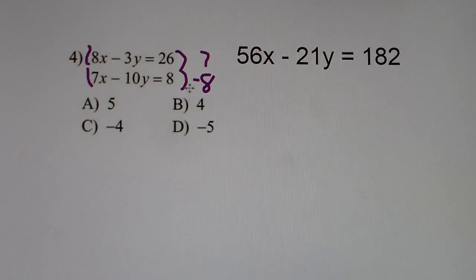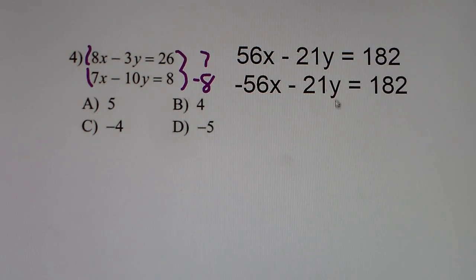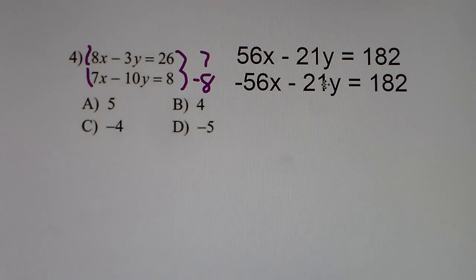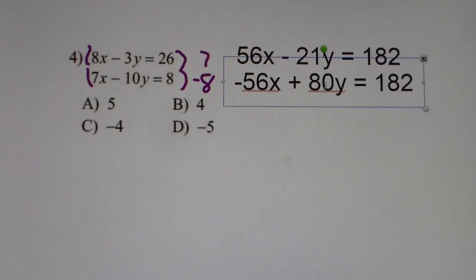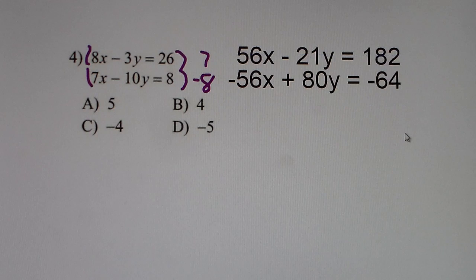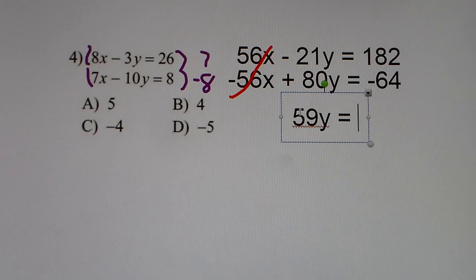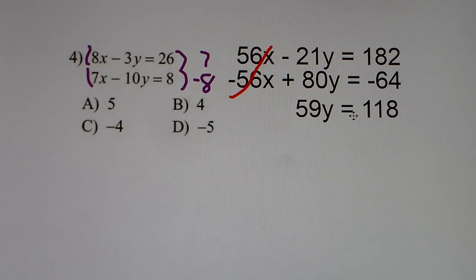Then we're going to multiply negative 8 to all three terms over here. So negative 8 times 7, well, that's negative 56, because our goal is to get the x's to cancel out. Negative 10 times negative 8 gets you 80. And 8 times negative 8 is negative 64. Minus 21 gets you 59, so that's going to be 59y equals 182 minus 64, which is 118. Divided by 59, that's going to be y equals 2.